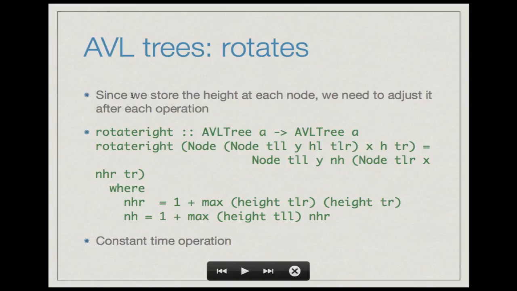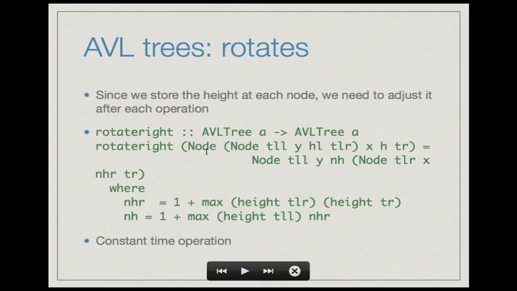Let us now give implementations of rotate right and rotate left with the new data declaration. The wrinkle is that since we store the height at each node, every time we touch the tree, we need to adjust the height. Here is the definition of rotate right.